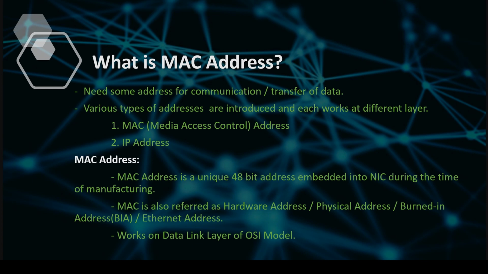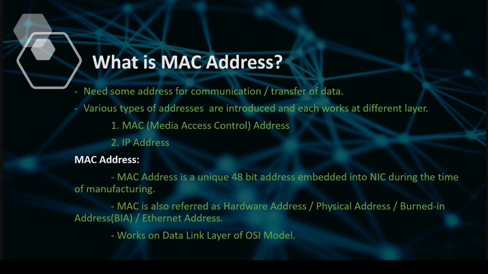So, what is a MAC address? It's a unique 48-bit address. How does it come? When they are manufacturing the NIC cards, they burn this address on the NIC, so it is not changeable. It's a unique address initially. We can also call it by different names: hardware address, physical address, burnt-in address, and also Ethernet address. It works in the data link layer of the OSI model.